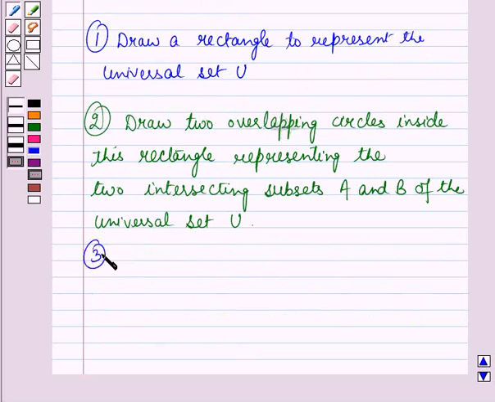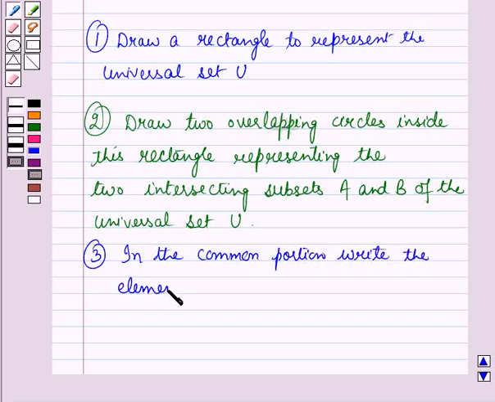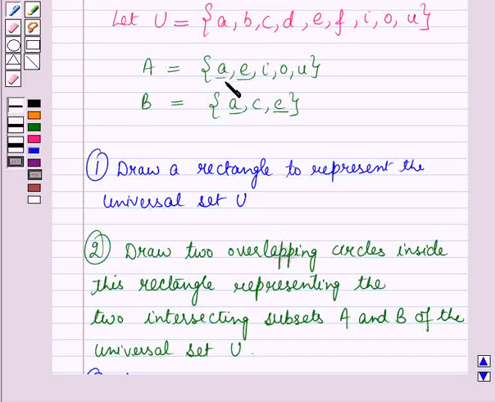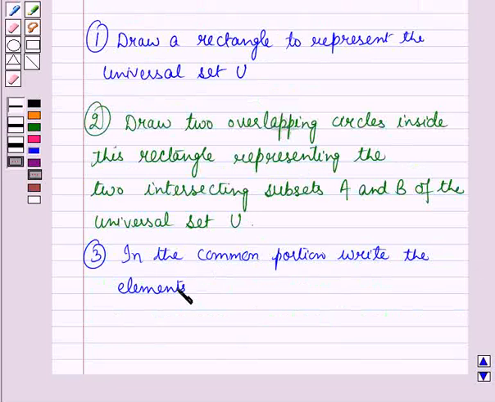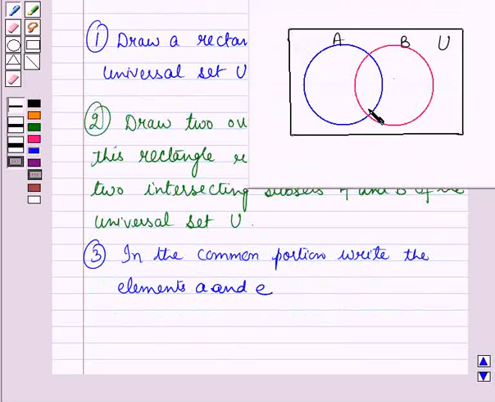Now in the third step, in the common portion, write the elements which are common to both A and B. So the elements which are common to A and B are A and E. So here we will write the elements A and E. So this is the common portion and we will write the elements A and E here.